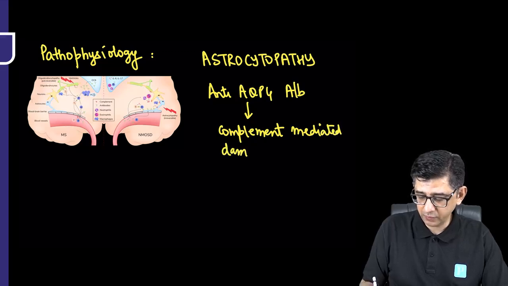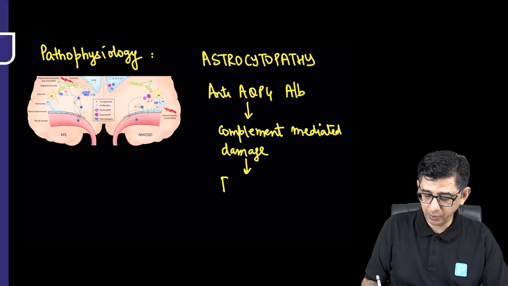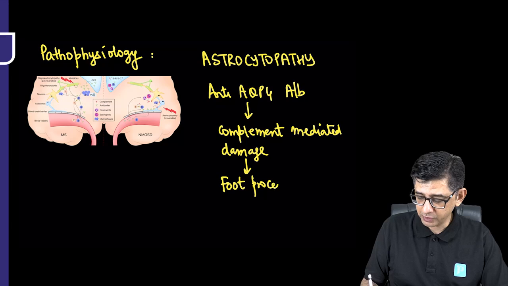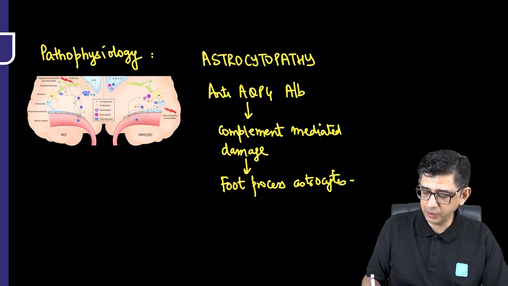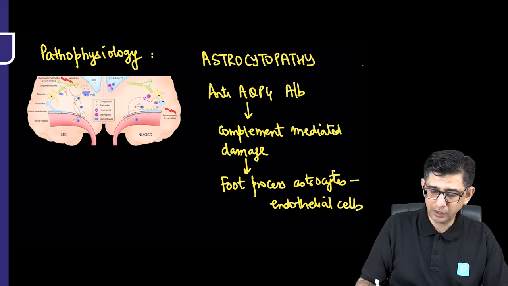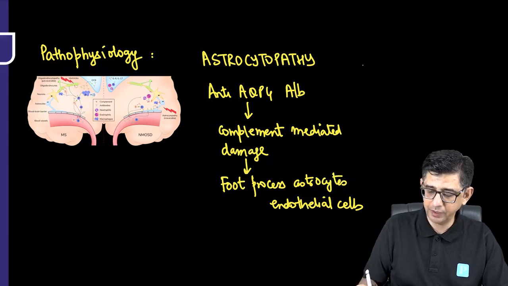And what is the site of damage? I did talk about it verbally. I'll just jot it down at the moment. The blood-brain barrier is getting involved in this case. So the technical answer would be foot processes of the astrocytes, where they meet with the endothelial cells. That's going to be the site. I'll repeat that again. The foot processes of the astrocytes where they meet with the endothelial cells are the actual sites which would be affected, and this would be a complement mediated damage.